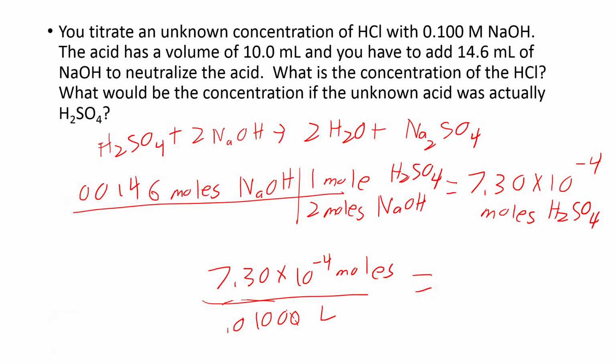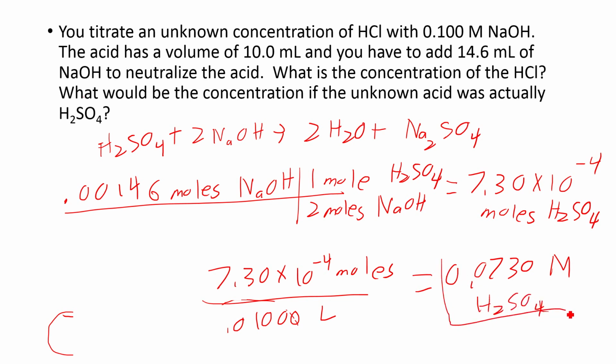So divide that by 0.01. As you expect, it moves the decimal a bit. So we get that this would be 0.0730 molar H2SO4. So you notice the concentration went down when we did this.